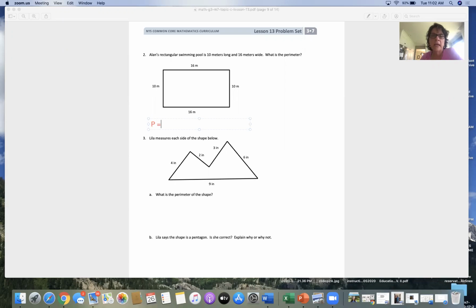So I can write P equals, and I'm going to start with the top side. So I'm going to write 16 meters, and then I'm going to add the next side, which is 10 meters. And then I will add the next side, which is 16 meters. And then the last side, which is another 10 meters. And then I'm going to let you go ahead and work that out.